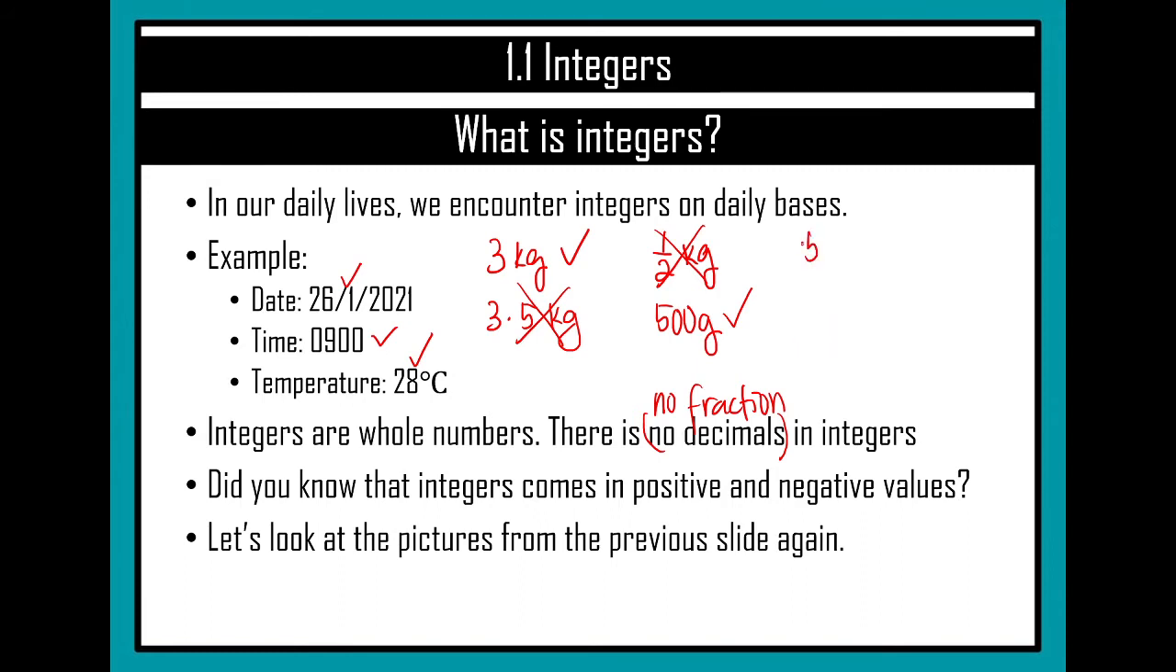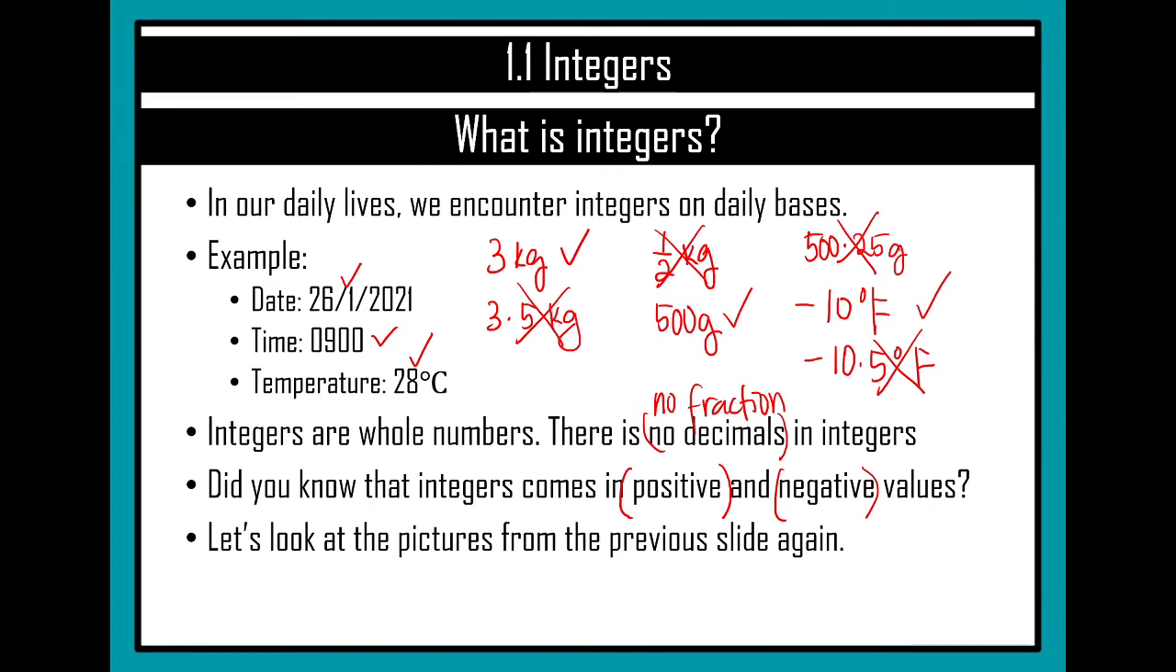Or 500.25 gram, this is not integer. Okay, I can say the temperature is negative 10 degree Fahrenheit. This is integer. But if it's a negative 10.5 degree Fahrenheit, then this is not integer. Okay, so from my example, you see that integers comes in a positive and negative value.